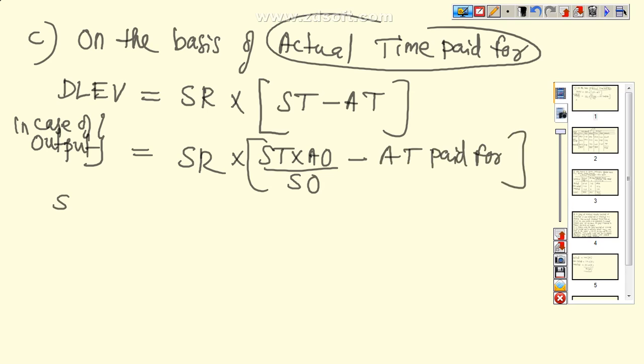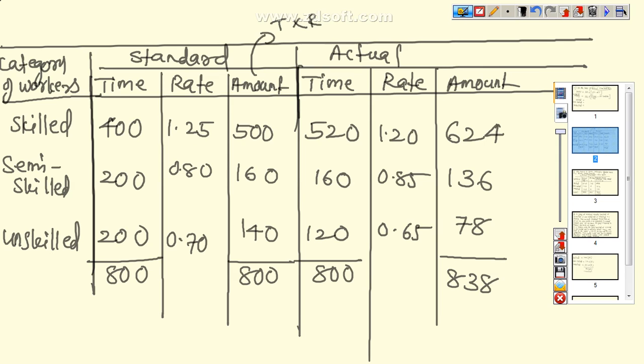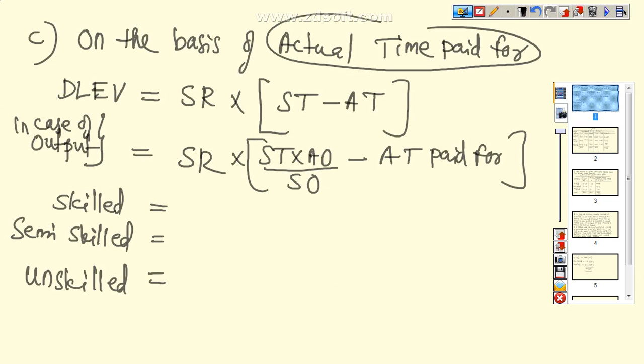So there are three categories: one is skilled, second is semi-skilled, and third is unskilled. The standard rates are given in the question: 1.25, 0.80 and 0.70, multiplied by standard time, which is given in the question.